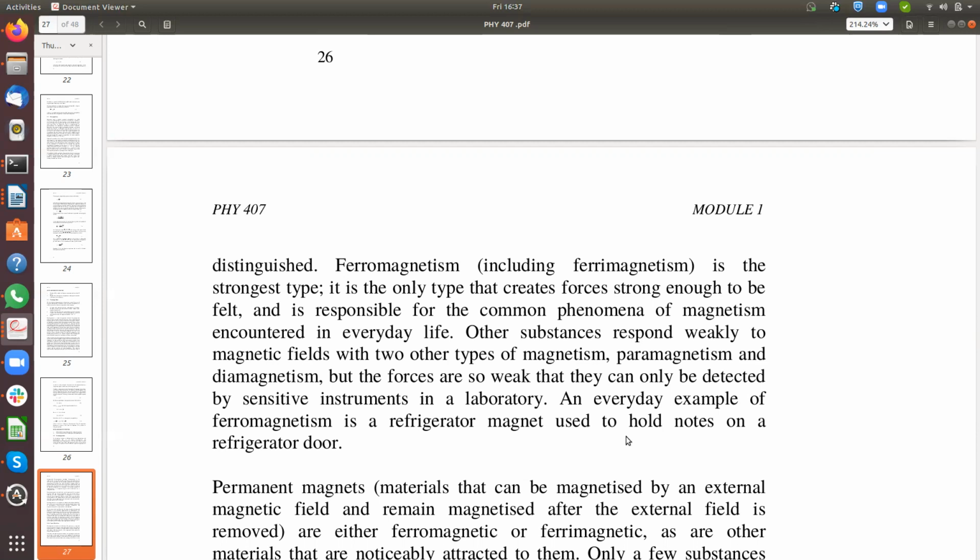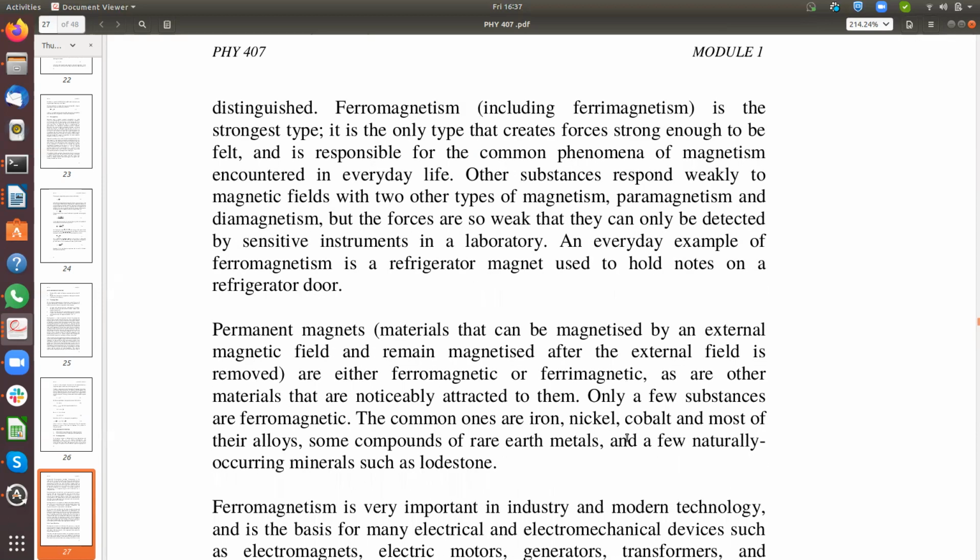Even at home, on the door of the refrigerator, if you put a small piece of iron on it, it will be attracted to it. It's because that surface has ferromagnetic properties, and that is why it can be attracted to it. So they are known as permanent magnets. Materials that can be magnetized by an external magnetic field and remain magnetized after the external field is removed are either ferromagnetic or ferrimagnetic.